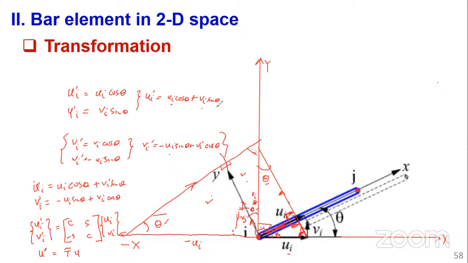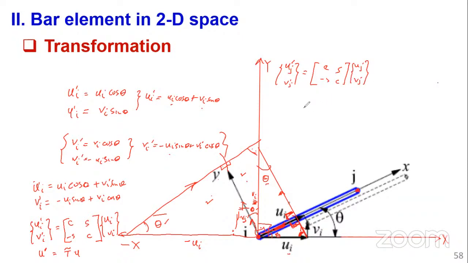But now for J, we are going to have uj, u prime j, v prime j, and that is the second node, equals to cos sine minus sine cos, uj, vj. Hope you are together up to that part.